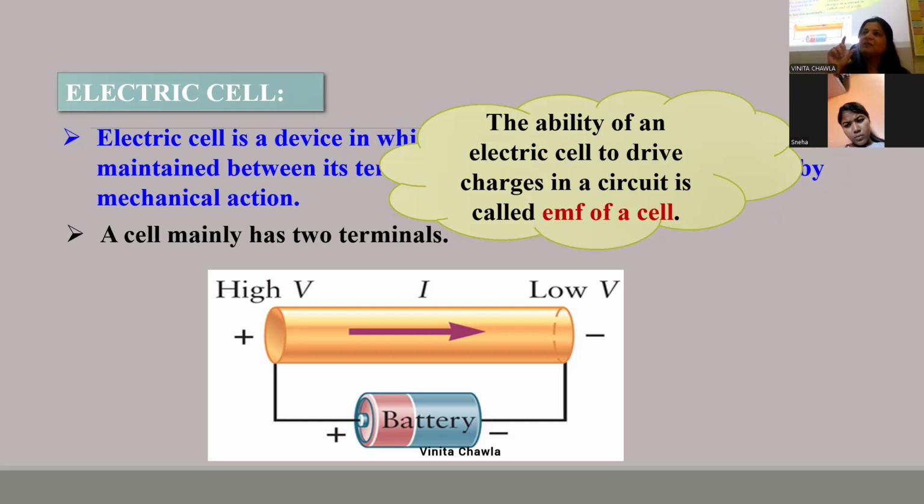See, outside the cell, current flows from positive to negative, but inside, charges have to flow from negative to positive, right? Outside, charges flow from positive to negative, but inside, charges have to flow from negative to positive. Then EMF comes into play.